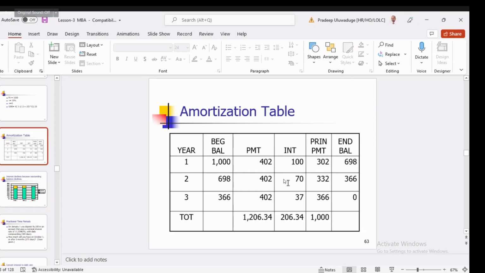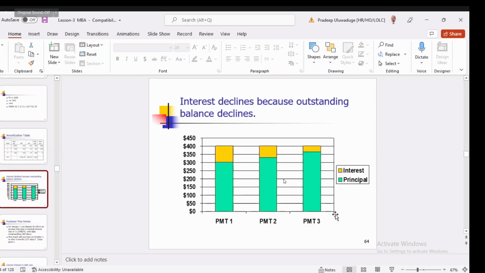So this is that in graphical form. Interest declines because the outstanding balance declines. Right. So this is what we discussed. Interest is shown in the yellow stack. Right. Principal is the green one. So at the very beginning, the interest proportion is high in the installment, and when gradually the principal amount comes down, the interest on the principal amount also gradually comes down. So in the latter part of the loan, a higher proportion of your installment consists of the principal payment and not the interest. Right?